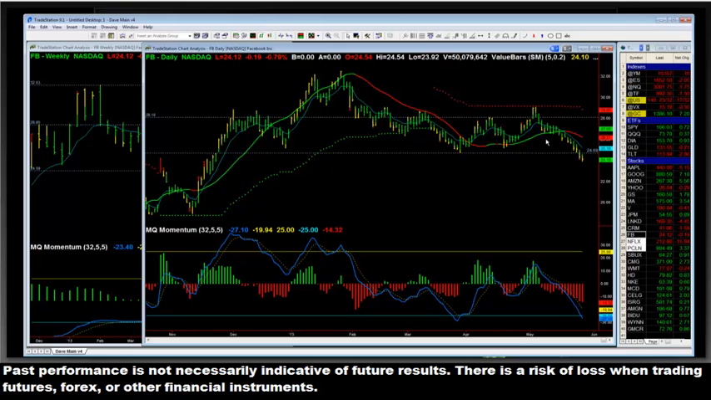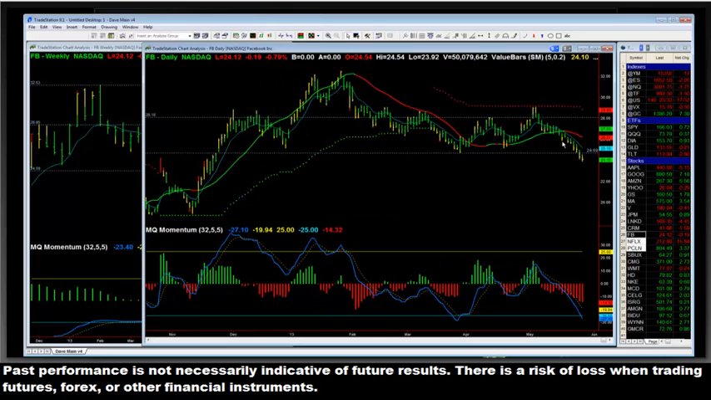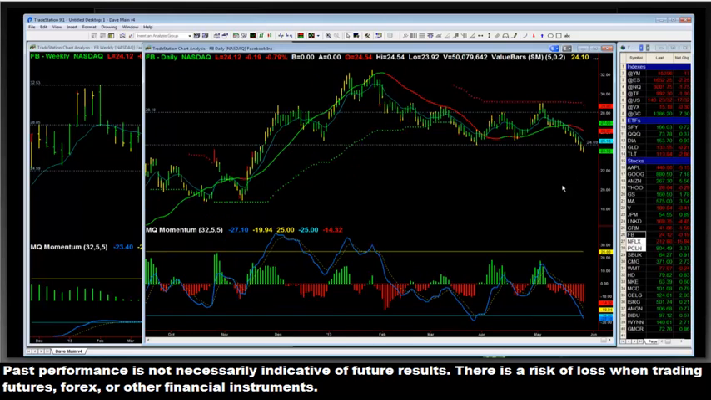Okay, it's not going to be perfect, but it becomes pretty good road signs in terms of trying to identify where stocks are going to slow down, where they might turn, where they might break through.